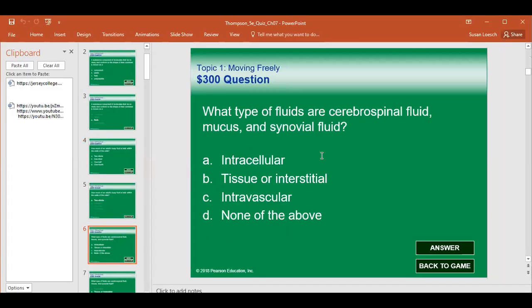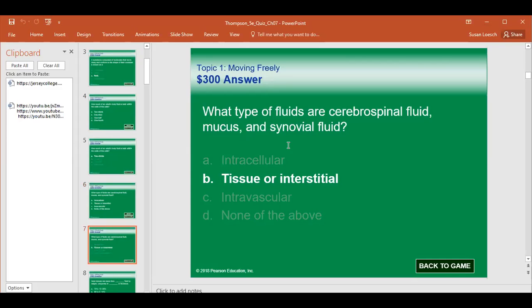Which type of fluid are cerebral, spinal fluid, mucus, and synovial fluid? Is it B? I think it's B. Thinking A. Tissue or interstitial?